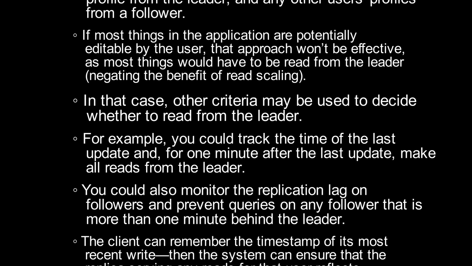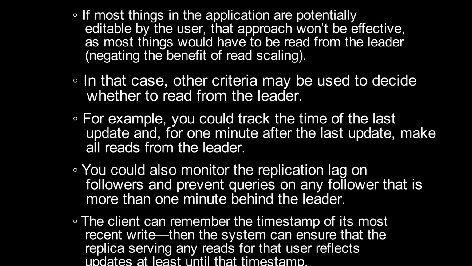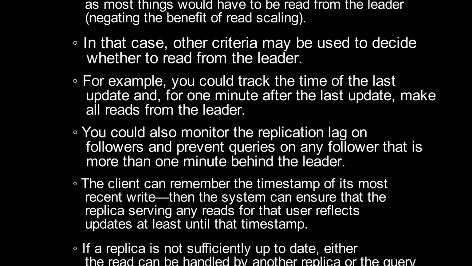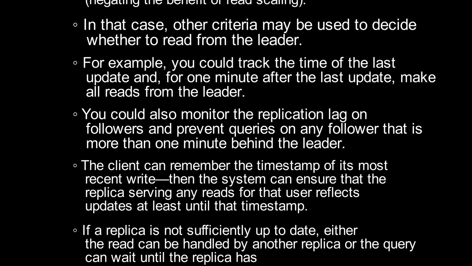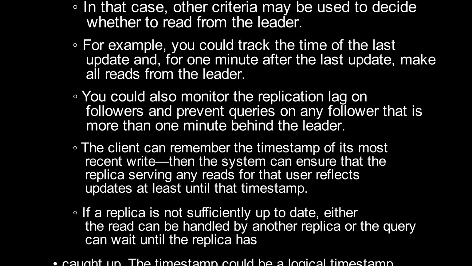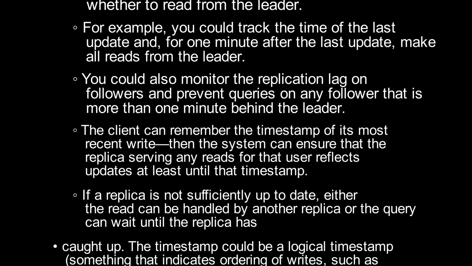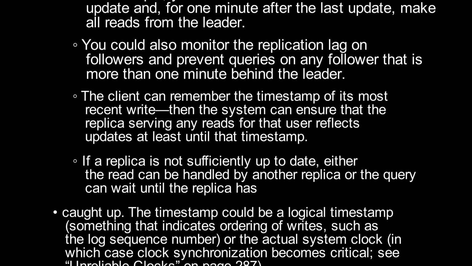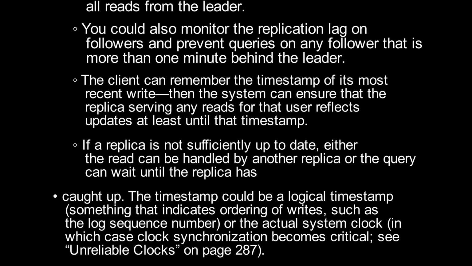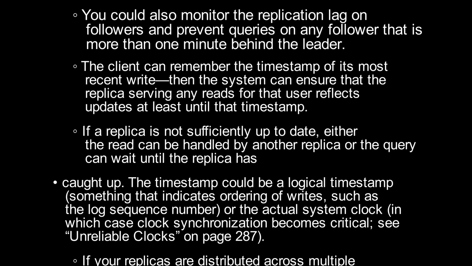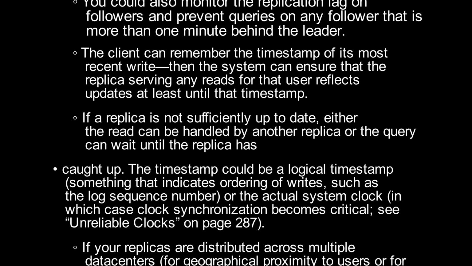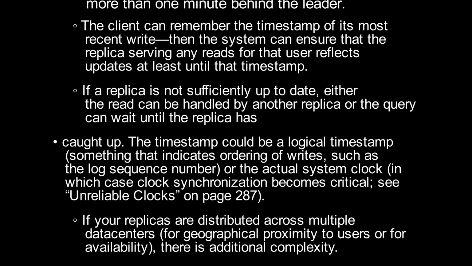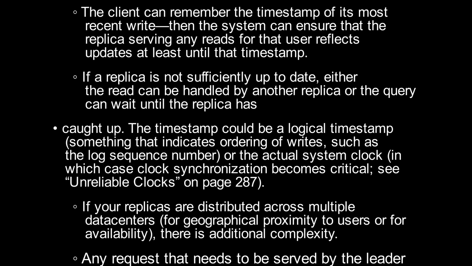You could also monitor the replication lag on followers and prevent queries on any follower that is more than 1 minute behind the leader. The client can remember the timestamp of its most recent write, then the system can ensure that the replica serving any reads for that user reflects updates at least until the timestamp. If a replica is not sufficiently up to date, either the read can be handled by another replica or the query can wait until the replica has caught up. The timestamp could be a logical timestamp, something that indicates ordering of writes, such as the log sequence number, or the actual system clock, in which case clock synchronization becomes critical. See Unreliable Clocks on page 287.